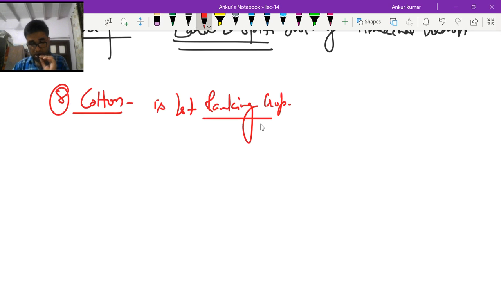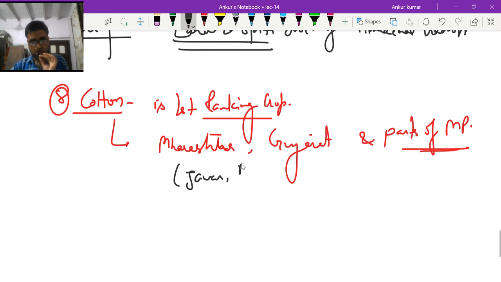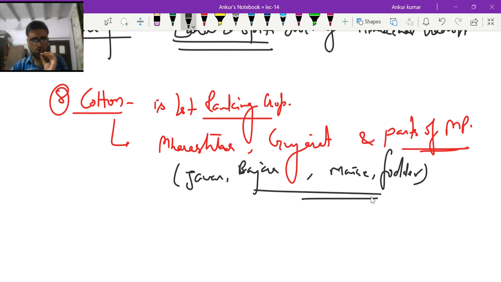Which are these regions? Maharashtra, Gujarat, and parts of Madhya Pradesh. These are the regions where the cotton is the primary crop. But along with cotton, you may remember the other crops also, like jawar, bajra, maize, fodder. These are the additional crops along with the first ranking crop. Okay, so this is the eighth region that we discussed.